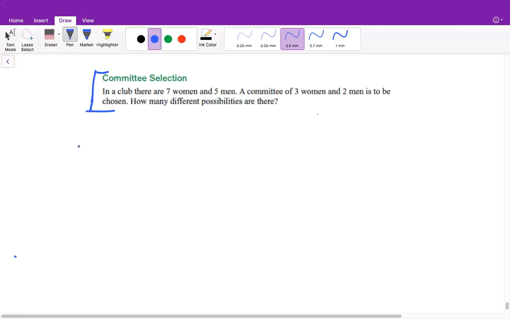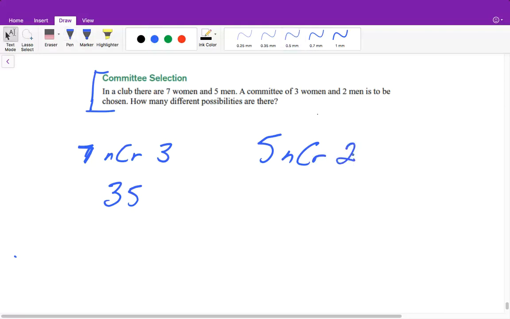I'm going to just use our calculator for this one. So we have 7 total women, and we're doing a combination, and we're choosing 3 of them. So when we do 7 nCr 3, that gives us 35 different combinations we can make. And then here we would have 5 men, and we're choosing 3 of them. Or I'm sorry, choosing 2 of them. So then it will be 5 nCr 2, and that gives us 10 combinations.